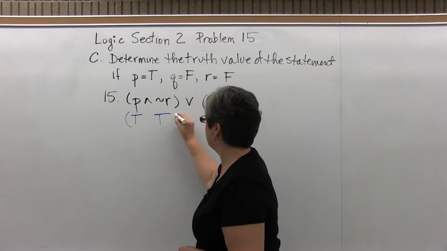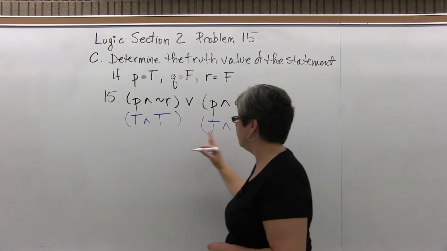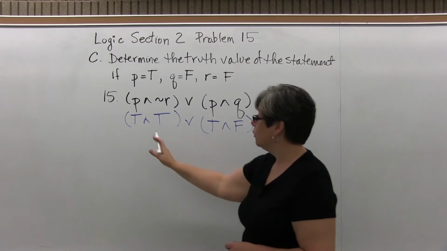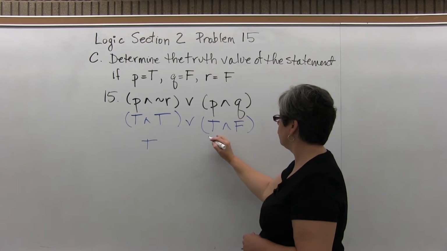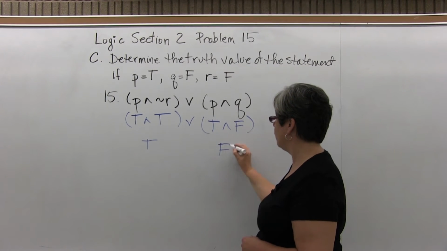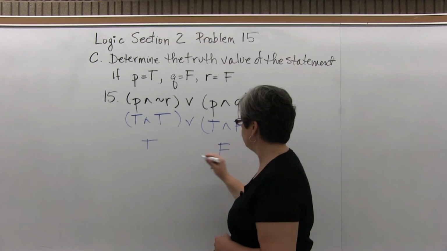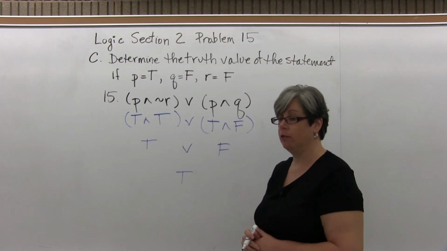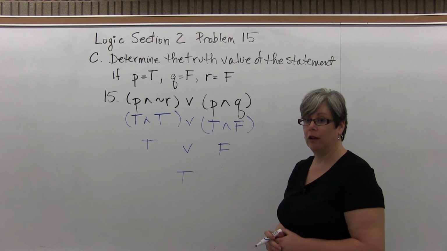We have two sets of parentheses here. So we'll need to do each of those first before the final OR statement. True and true is true. True and false is false because we need both to be true. Now we have the final true or false, which is true as we only need one to be true with an OR statement. So the final conclusion is our statement is true.